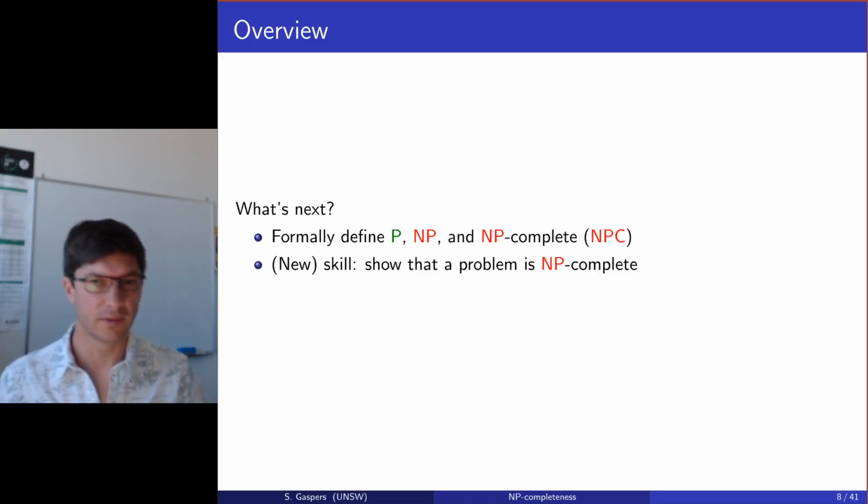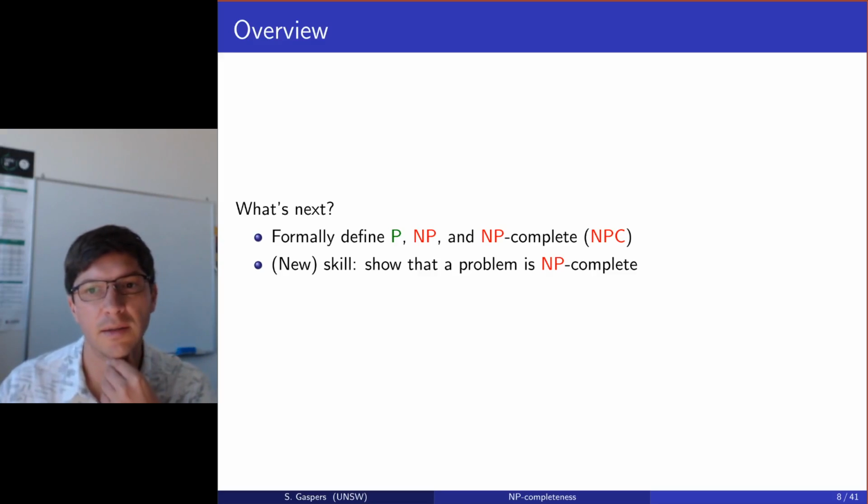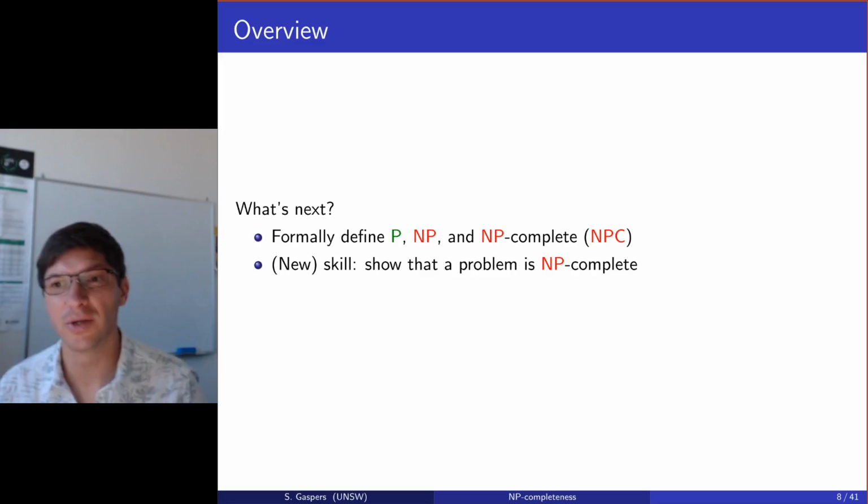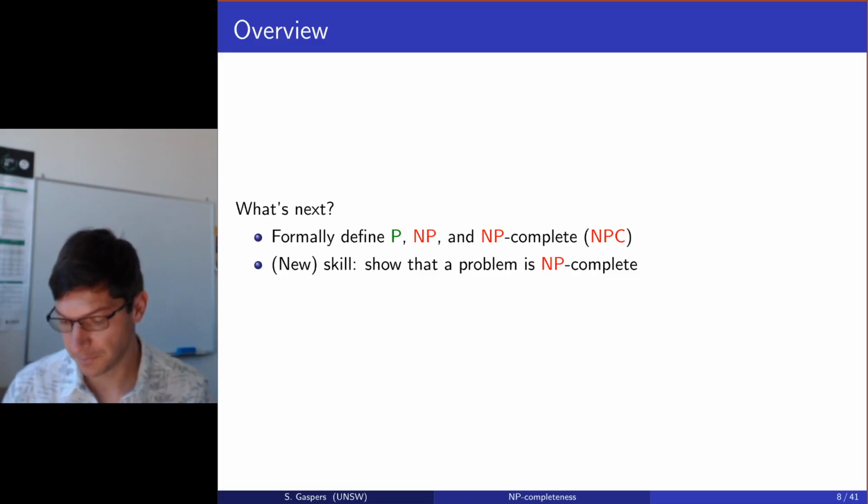Okay, so what's next? We will formally define the complexity classes P, NP, and NP-complete. And we learn a new skill, or for some of you it's new, for others you might already have this skill, which is to show that a problem is NP-complete.